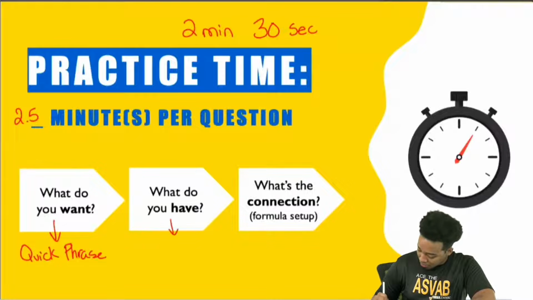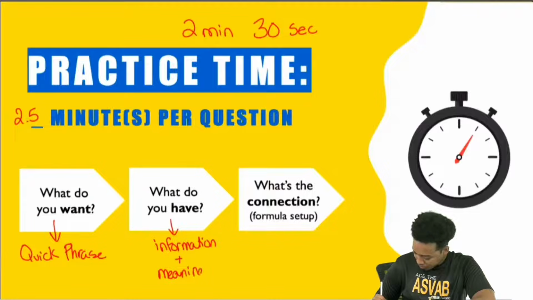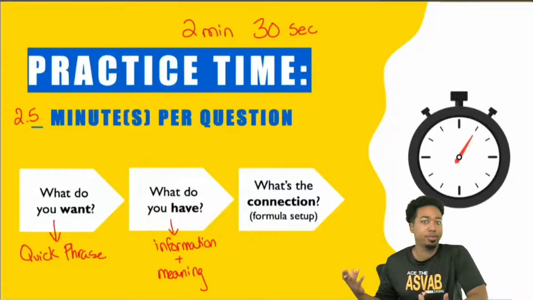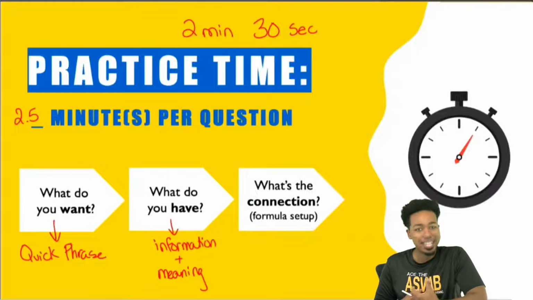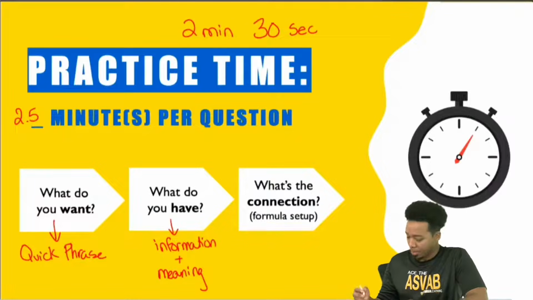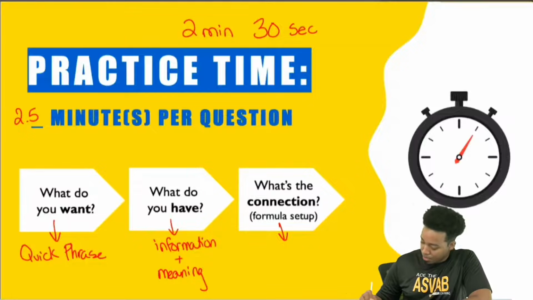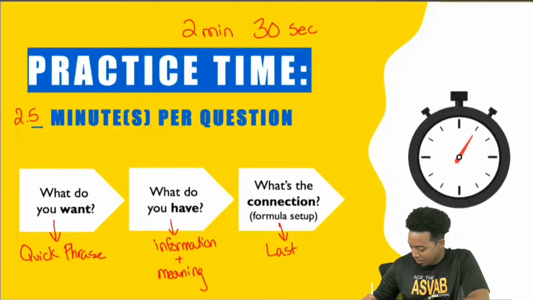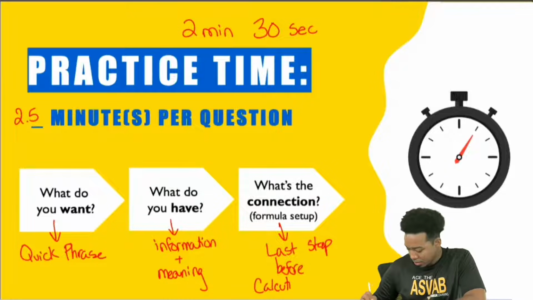Then, what do you have? You have to write down your information plus meaning. So if it's 50, 50 what? $50, 50 beavers, 50 toys, what are you talking about, right? Write down the information and its meaning and lay it all out. Because when it's time to make the connection, this is the last step before calculating.